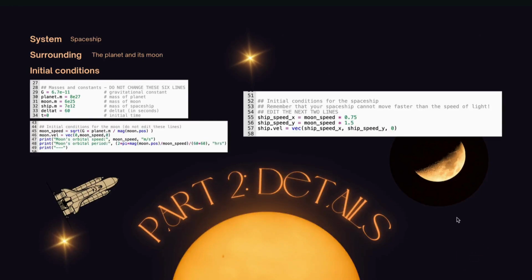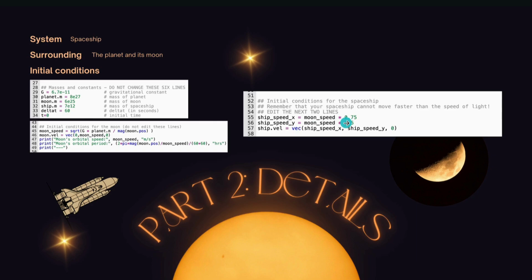The second part of this lab is to find the orbit for a spaceship to go around a planet and its moon in a figure 8 shape by testing different initial velocities. Therefore, the system will be the spaceship, and the surroundings will be the planet and its moon. And here are some conditions, initial and constant. Then I set the speed of the ship according to the speed of the moon.